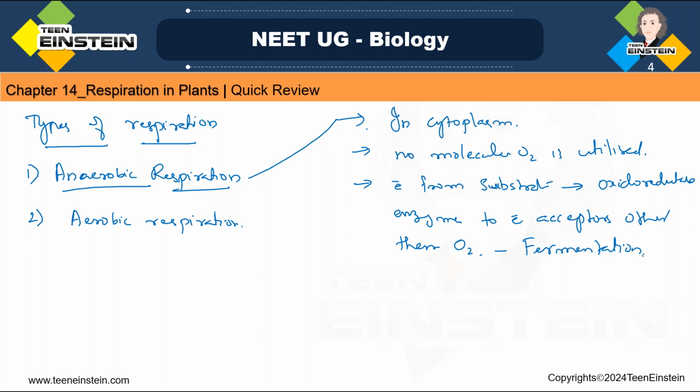This is the anaerobic respiration. And this involves the formation of different products like alcohol, organic acid, carbon dioxide. All these products are involved in anaerobic respiration. Okay, so these are the main points you need to learn under anaerobic respiration.